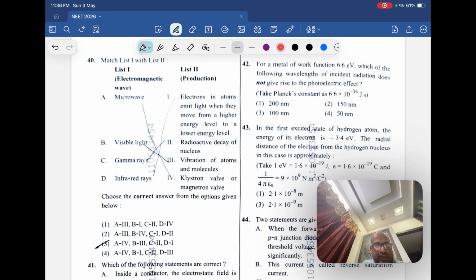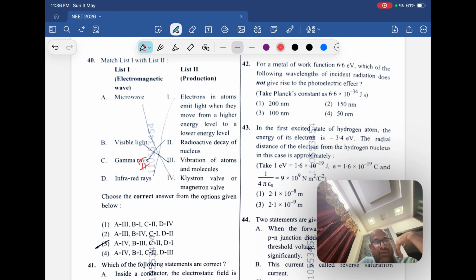Next, microwaves: klystron valve or magnetron valve. You have to read the electromagnetic properties of electromagnetic radiation here. Vibration of atoms and molecules. Radioactive decay is gamma, you can say. Gamma is radioactive decay, so C you can say 2. Electrons in atoms emit light when they move from a higher energy level to a lower one, emitting in the form of a photon. If you see the Balmer series, it is only in the visible region, right?